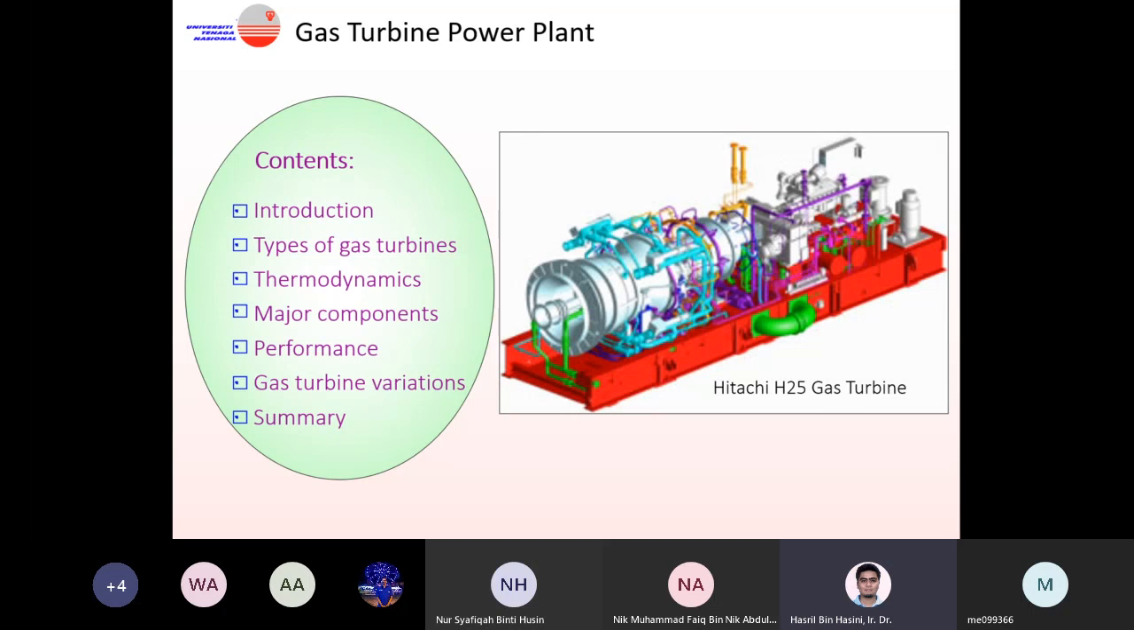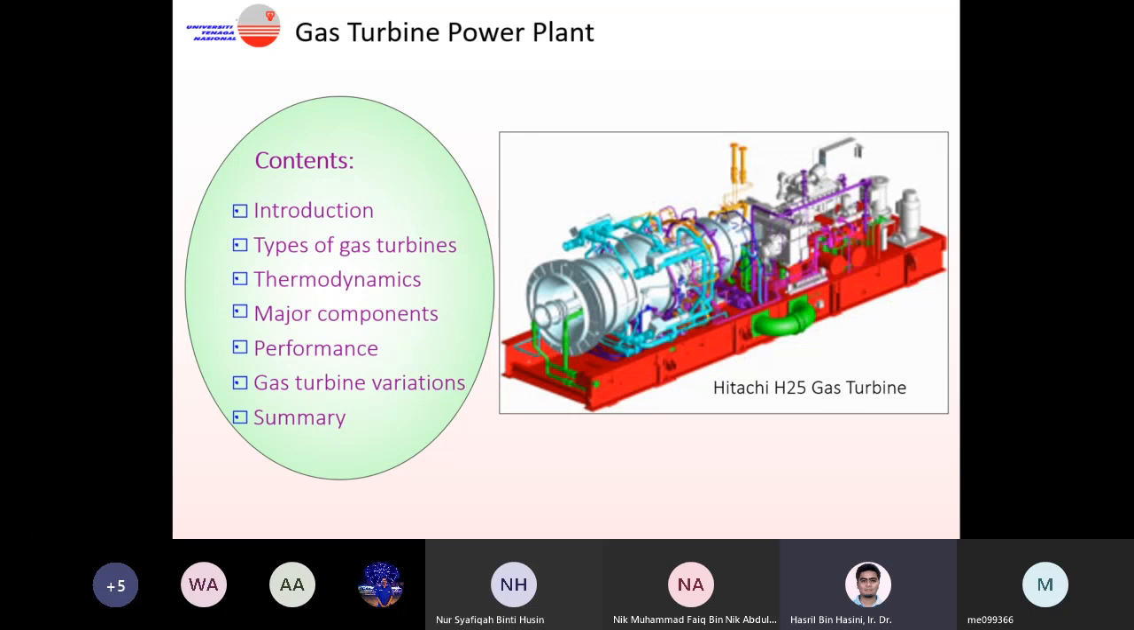Okay, we are in the chapter on the gas turbine power plant. We'll start off with a bit of introduction. Then we'll see different types of gas turbine, especially in terms of how we classify the turbine itself.